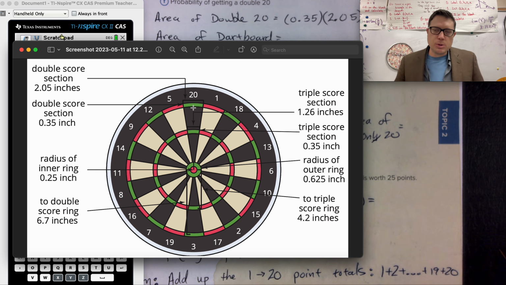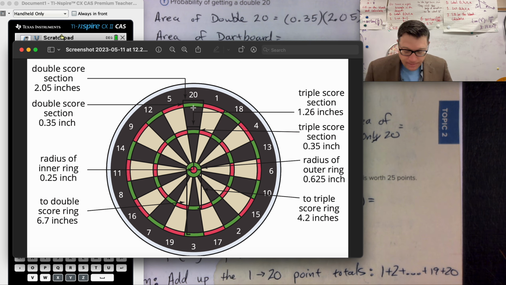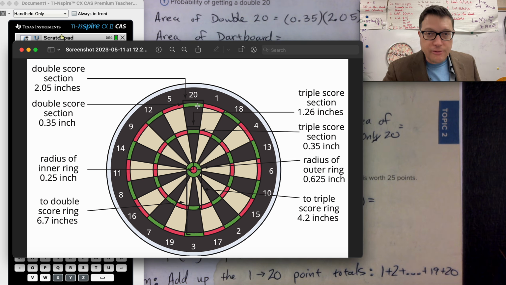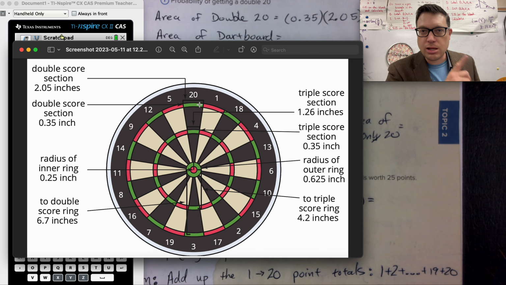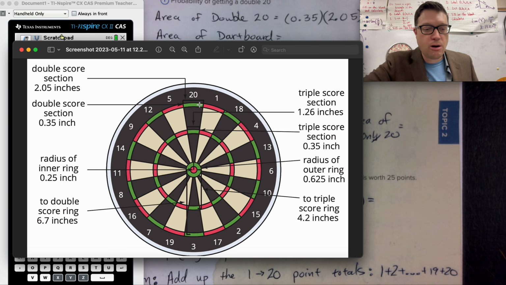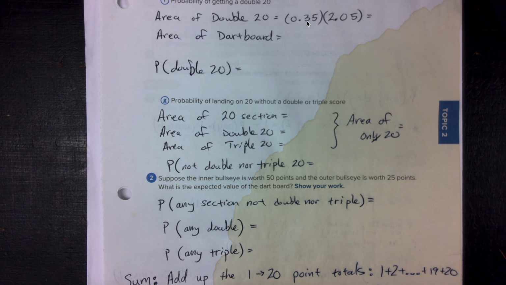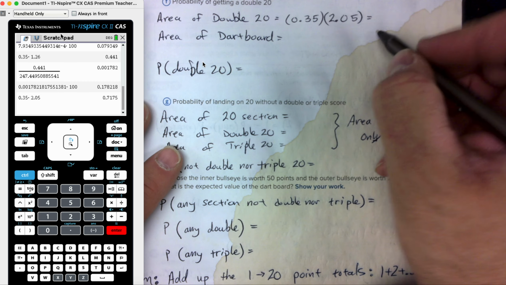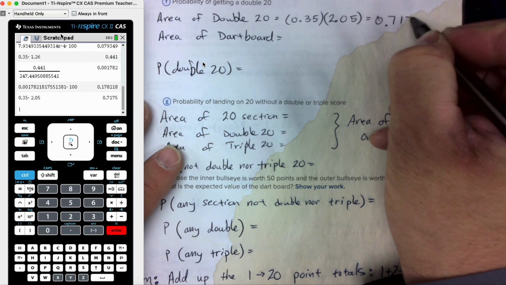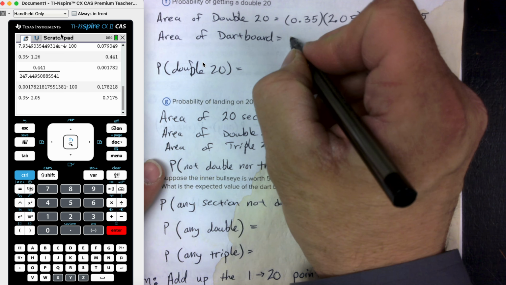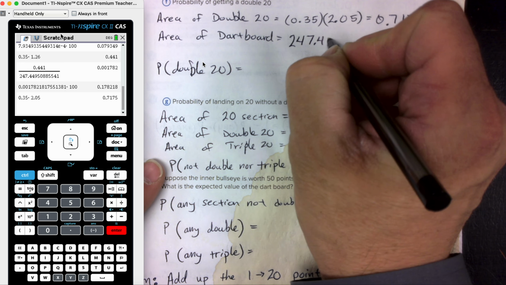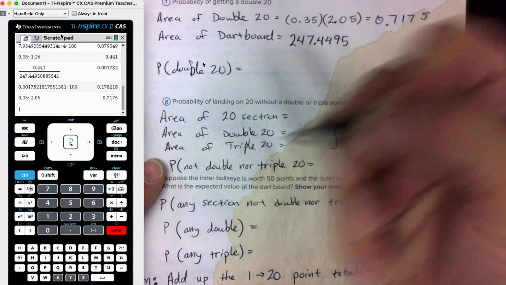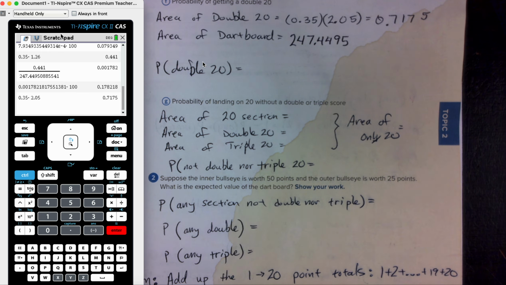But honestly, with the decimals as picky and small as they are, it is okay for us to make that assessment. If you want to be super picky, we could say outer ring, inner ring, divide by 20. And we could do the pi r squared calculation again, like we did in the previous page. But it won't really be that far off if we just treat it like it is a rectangle and multiply base times height. So that would be 0.35 times 2.05. And so the area of the double 20 is going to be 0.7175. We know the area of the dartboard already from the previous video. It's 247.45. I'm going to give it more decimals because I can see them on the calculator over there. So then the probability of double 20.